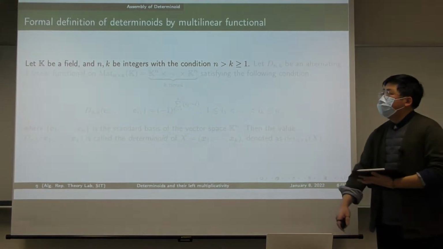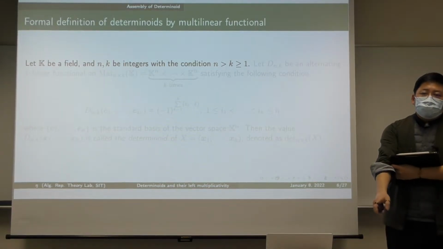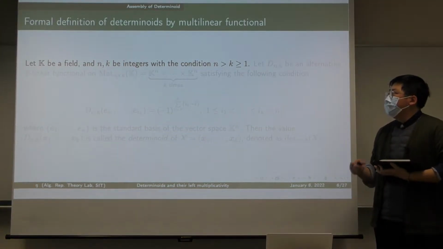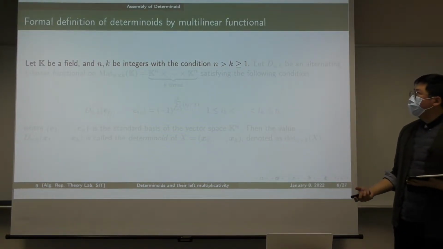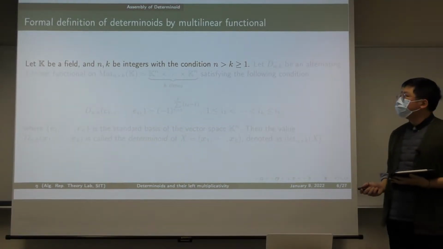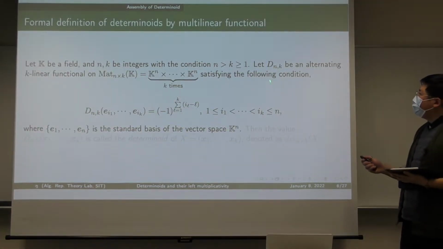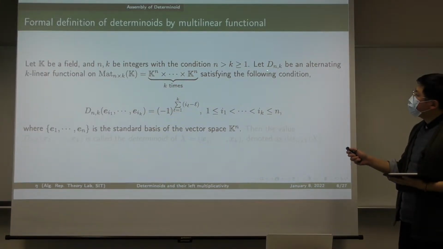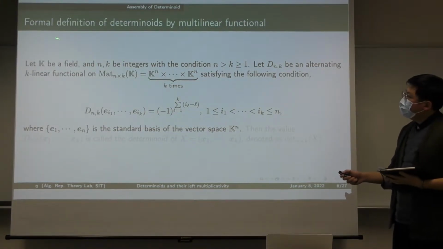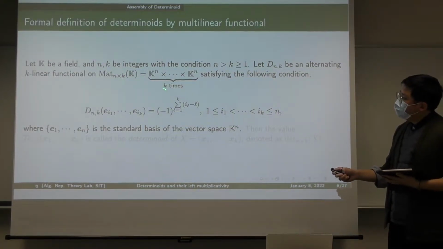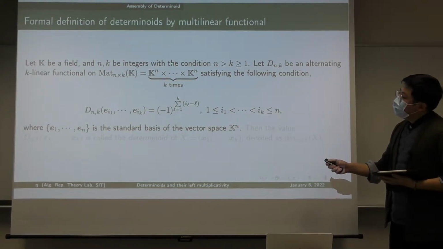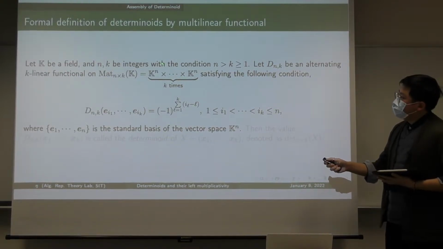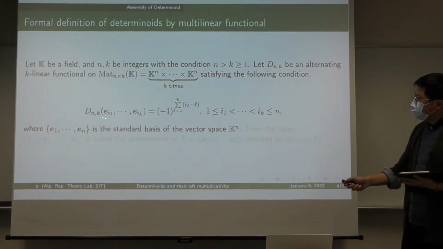Okay, next, we're going to talk about the assembly of determinoid. First of all, let K be a field, and n, k be integers satisfying the descending order n is greater than or equal to k, which is greater than or equal to 1. And we're going to define an alternating k-linear functional d_{n,k} on the set of n by k matrices over K, seen as the vector space K^n direct product k times, and it satisfies this condition.